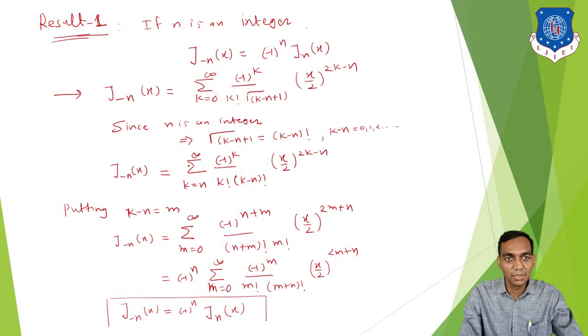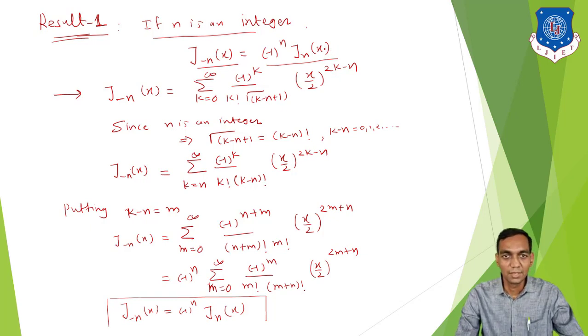Now the first result: for an integer n, J of minus n x is equal to minus 1 raised to n into Jn of x. This is obtained by a very simple formula, starting with the function J of minus n x. J of minus n is equal to sigma k running from 0 to infinity minus 1 raised to k upon k factorial into gamma of k minus n plus 1 into x by 2 raised to 2k minus n. Correct? Since n is an integer, that we are already aware of.